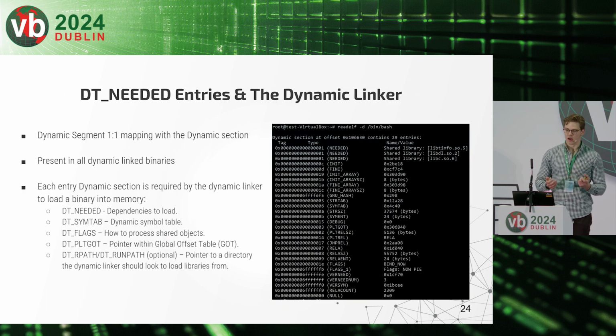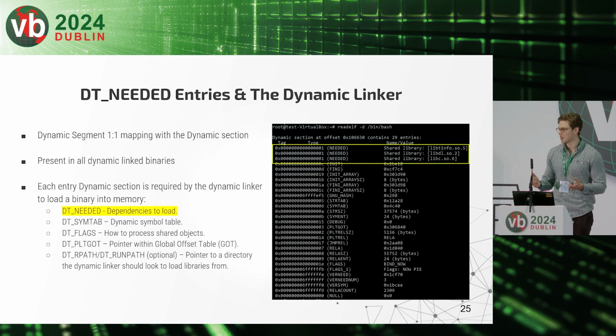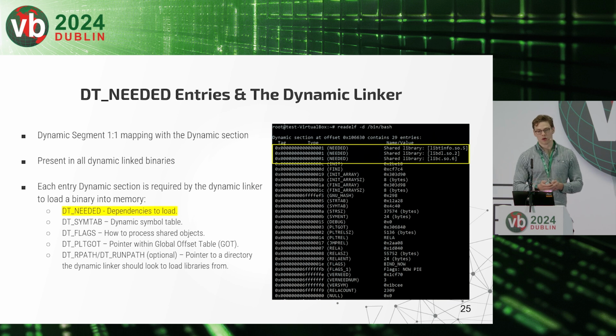So here again is our dynamic section, present in all dynamically linked binaries. What you'll notice is the first few entries in the dynamic section are DT_NEEDED entries. These are essentially the dependencies of a binary. And the dynamic linker will look for these in standard search order paths and load them into memory upon execution.